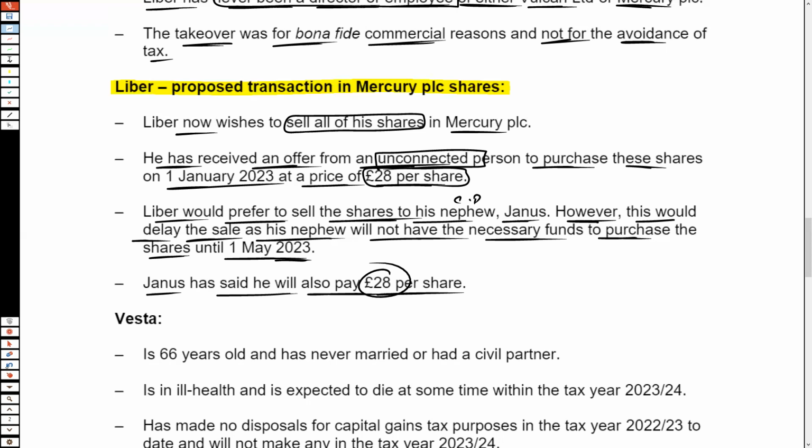So what should we do? Should we consider this transaction if he sells the shares to the nephew? Should we consider the transaction at the amount given, or should we consider the transaction at market value? What do you think?